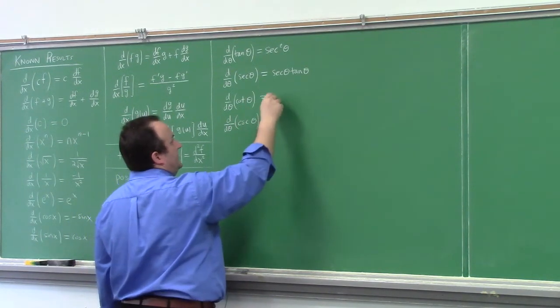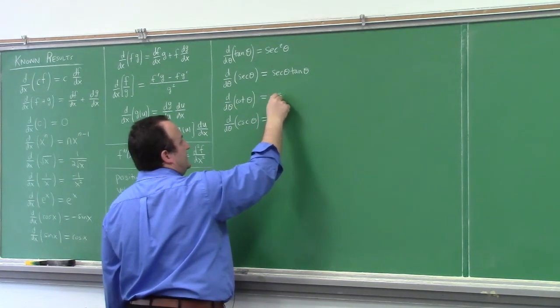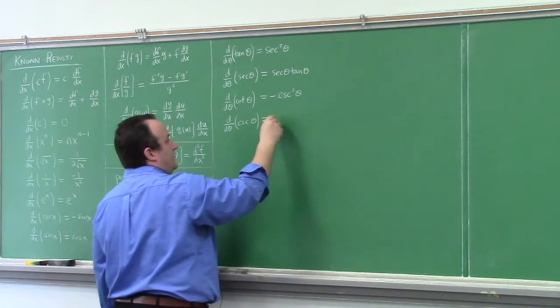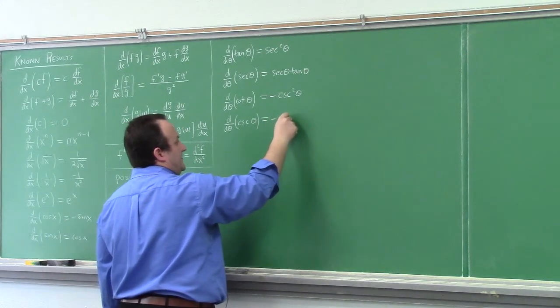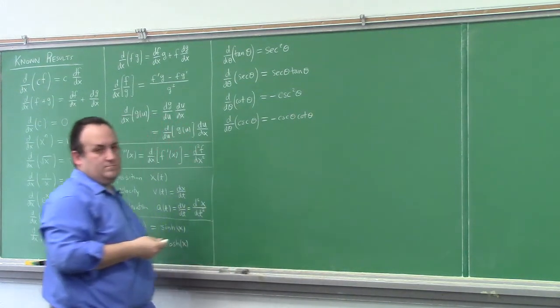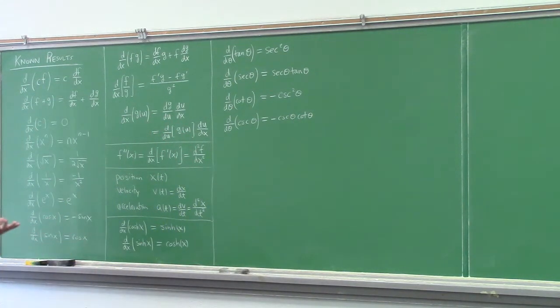So the derivative of cotangent actually ends up being minus cosecant squared. And the derivative of cosecant is minus cosecant cotangent, as it happens. Are there any other basic functions that we know about that we have not tried to differentiate yet?